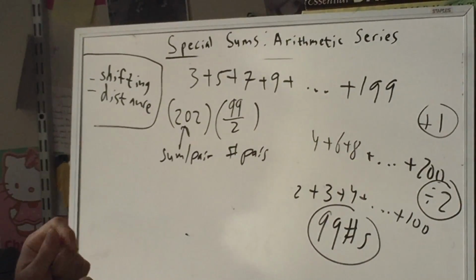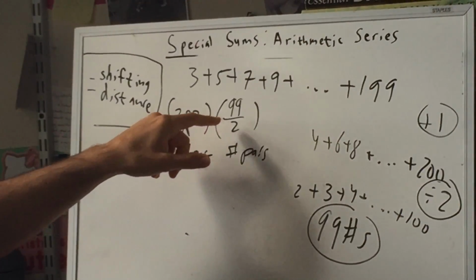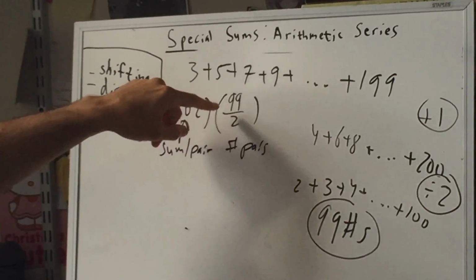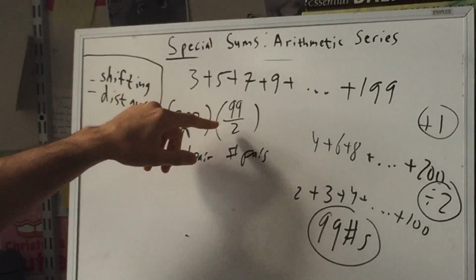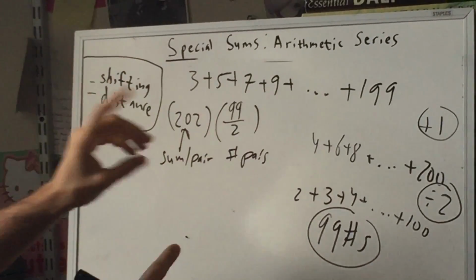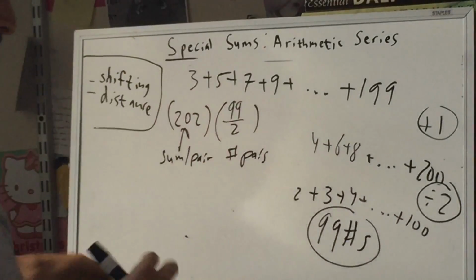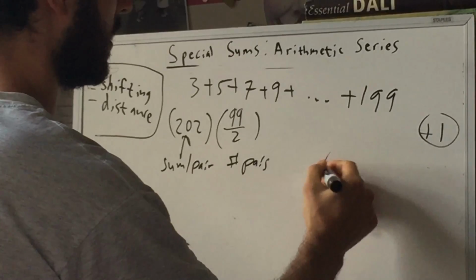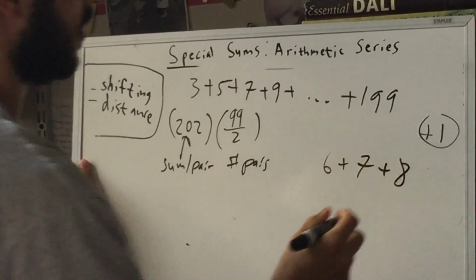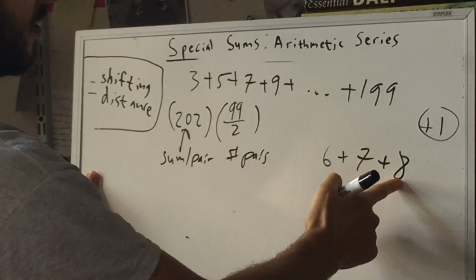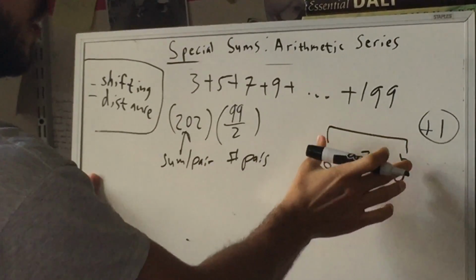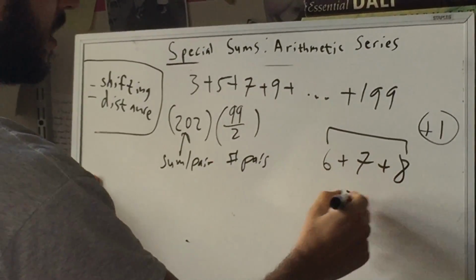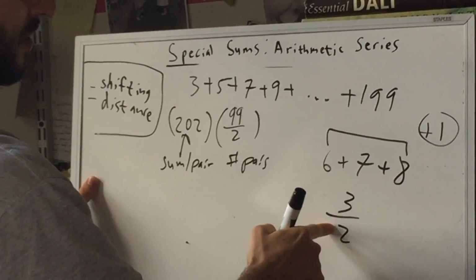So at this point, some of you might be wondering, how can you have a non-integer number of pairs? This is going to be 49.5. That doesn't make sense. However, this formula takes care of it, and here's why. Imagine we're adding 6, 7, and 8. So there's 3 numbers. So if we pair them up, there's only 1 pair, or you can think of it as 1.5 pairs. So there's 3 numbers, or 3 over 2 pairs.